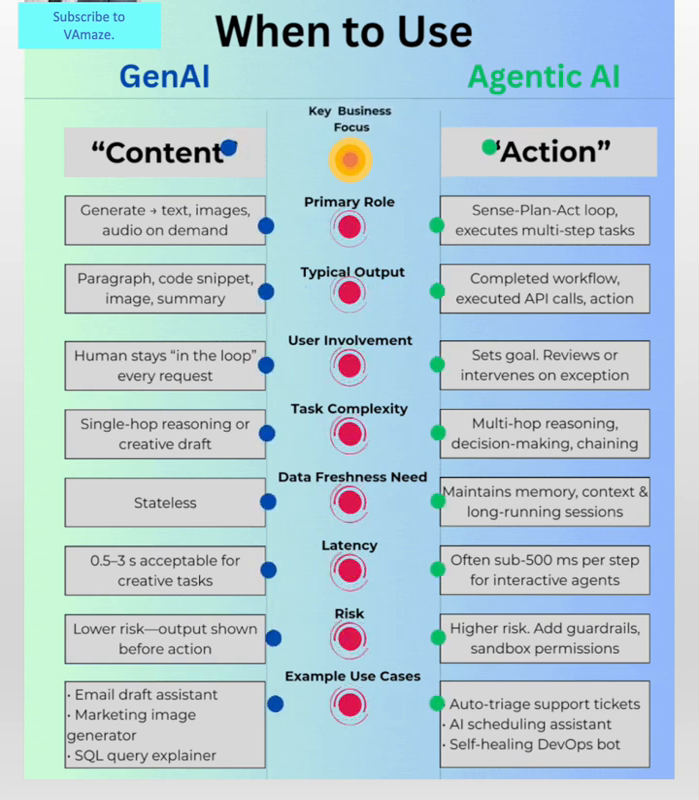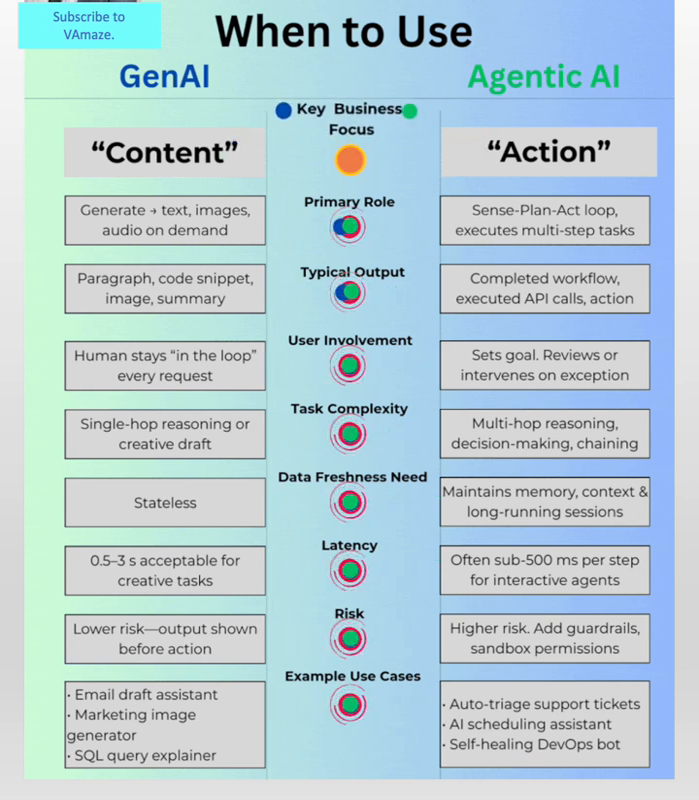Technical characteristics. GenAI systems are fundamentally stateless. They don't maintain memory between interactions. Each request is treated as a fresh start, which makes them predictable but limits their ability to maintain context across longer workflows. For latency, GenAI systems typically operate with 0.5 to 3 seconds acceptable response times for creative tasks, making them suitable for interactive applications where users expect quick responses.